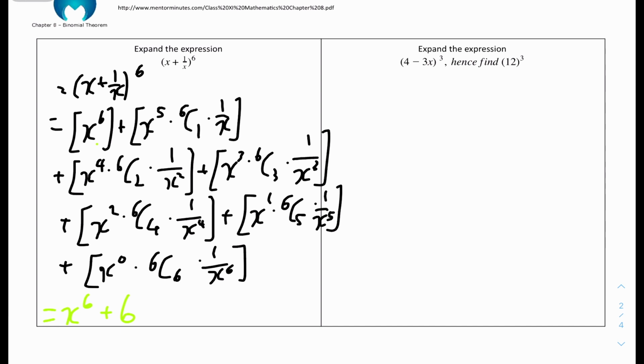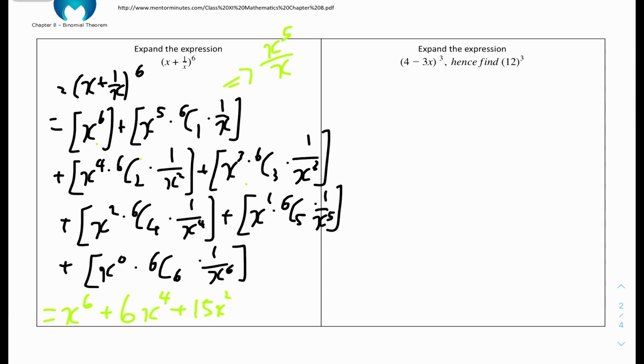But here, the second term, the first value is x to the power of 5. You have to times it by 1 over x. So it's basically x to the power of 5 divided by x, which is just x to the power of 4. So notice the different powers of x where you divide it. And the third term, we have 6c2 right here, which is just equal to 15. And x to the power of 4 divided by x to the power of 2 is just x squared.